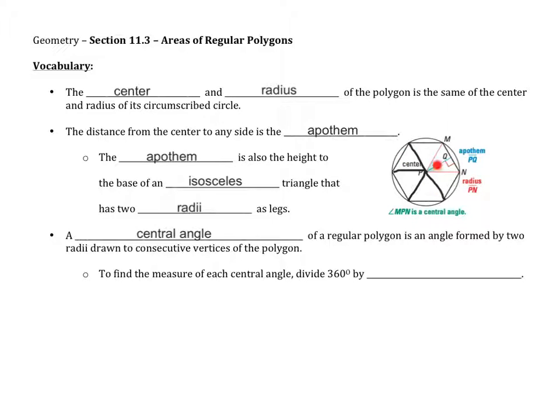So to find the measure of one of them, I would take 360 divided by the number of sides of the polygon. So again, to find the measure of each central angle, divide 360 by the number of sides of the polygon. If it's an 8-sided figure, I would take 360 divided by 8. If it's a 10-sided figure, I would take 360 divided by 10. Make sure you write this down in your notes: to find the measure of a central angle, divide 360 by the number of sides in the polygon.